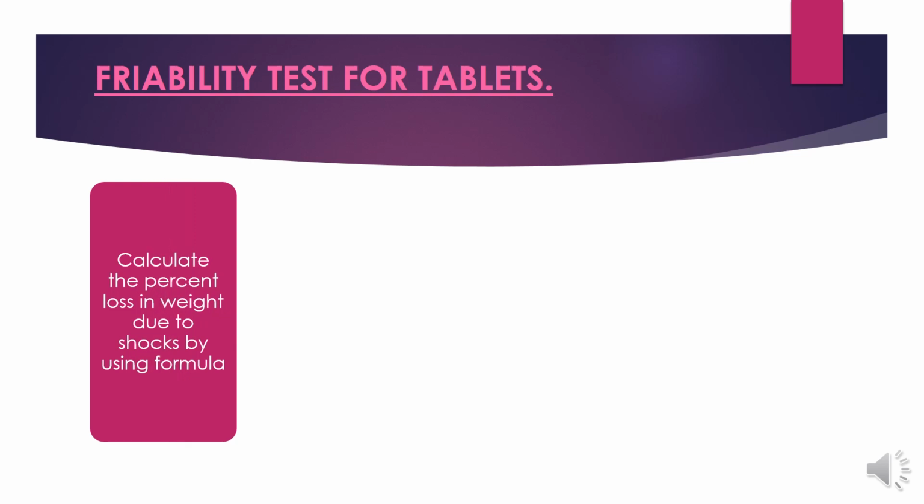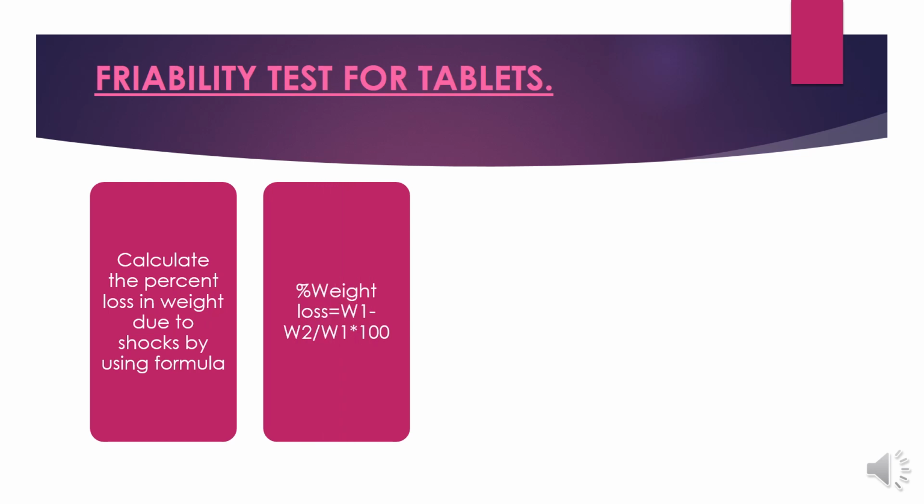So after you have performed all the procedure, you have to calculate the percent loss in weight due to shocks by using a formula. So we are checking the friability in terms of percent loss in the weight that was caused by the shocks and the abrasion by the instrument with the help of a formula, that is percent weight loss is equal to W1 minus W2 divided by W1 multiplied by 100.